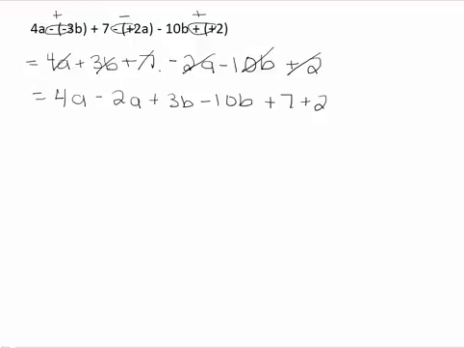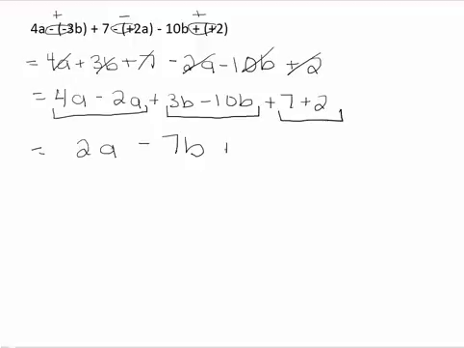Our final step is to add the numerical coefficients. We add all our a's together, all our b's together, and all our numbers together. We end up with 2a minus 7b plus 9. And again, that's as far as we can move with this question.